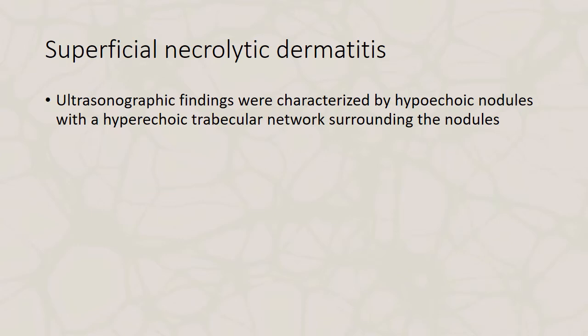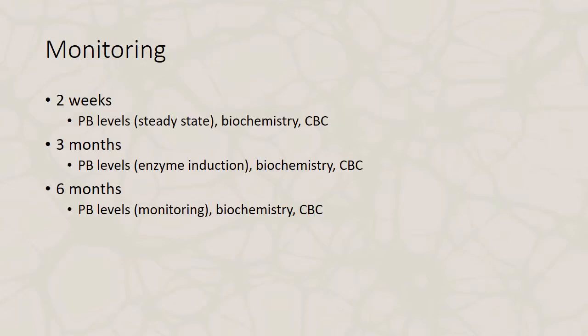As far as the ultrasonographic finding, for monitoring patients on phenobarbital, usually check blood levels, biochemistry, and CBC at 2 weeks, 3 months, and 6 months. Every time you change the dose, this whole process will repeat.